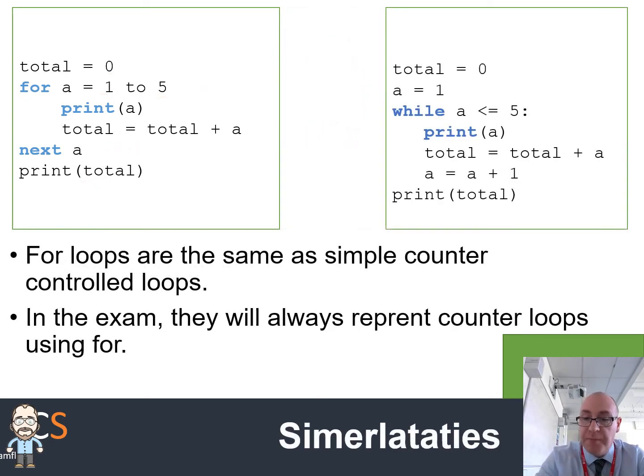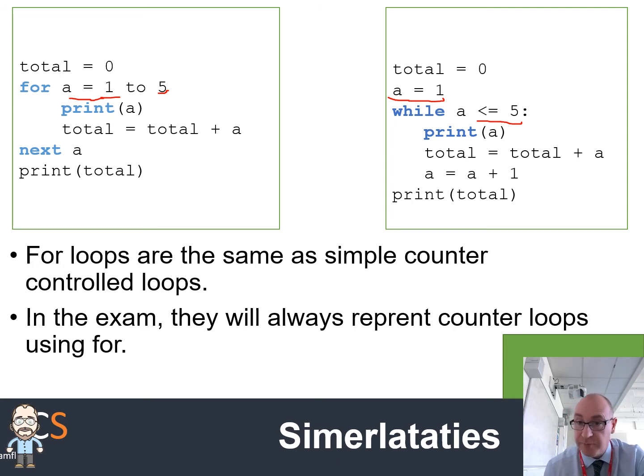Okay, so there's a lot of similarities between the while loops that we use all the time and the for loops. Let's actually look at those similarities. Remember this will have a starting value. So a will start off as value 1, and here we start off a equals 1. Then we'll stop at 5, and this one will stop when a is no longer less than or equal to 5. So while that's true, we'll loop.